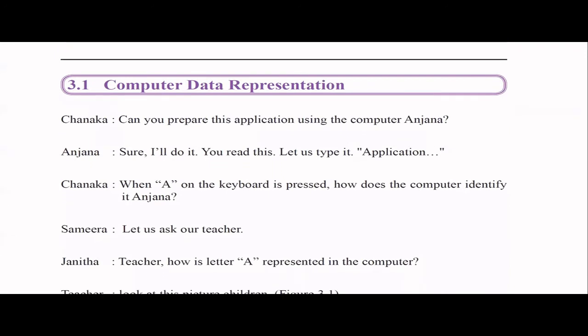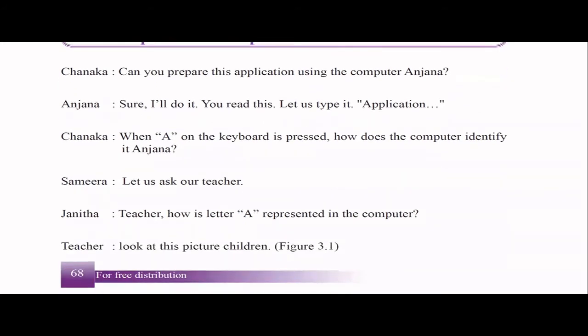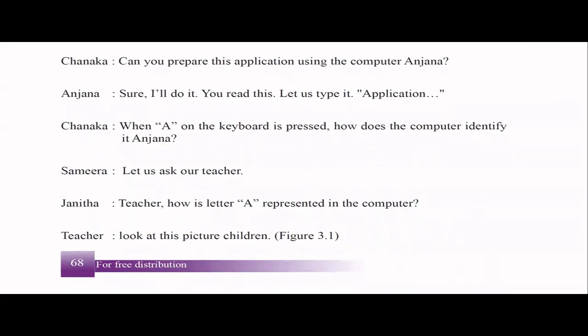So in here, they are having some discussion, right? They're asking whether they can prepare this application using the computer. They are going to type an application, like a CV kind of thing. So they were wondering, when they're typing the letter A, how is this happening? So they go and ask their teacher how this letter A, when we type it, is actually represented in the computer.